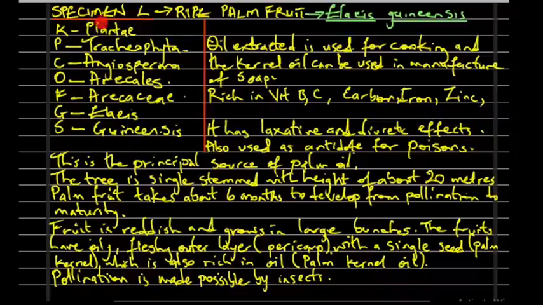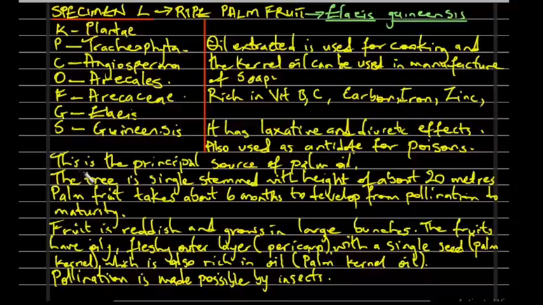So the next specimen is specimen L, and it is a ripe palm fruit. The scientific name is Elaeis guineensis. That's the scientific name of the ripe palm fruit, Elaeis guineensis. The classification: it is a Plantae. It belongs to the phylum Tracheophyta. The class is Angiosperma. The order is Arecales, while the family is Arecaceae. We have the genus to be Elaeis and the species is guineensis.